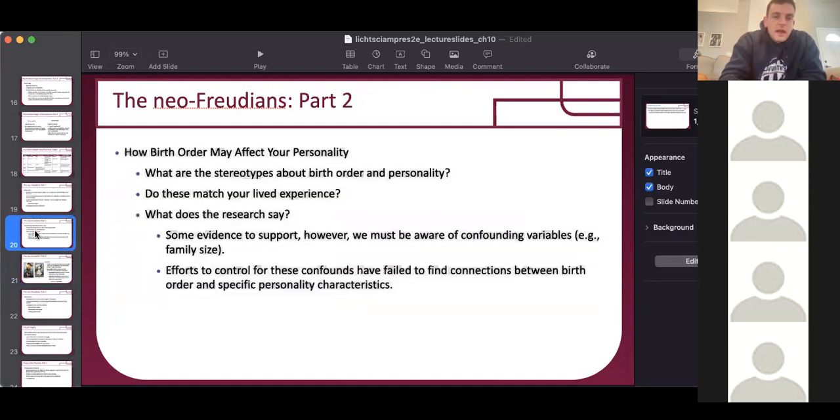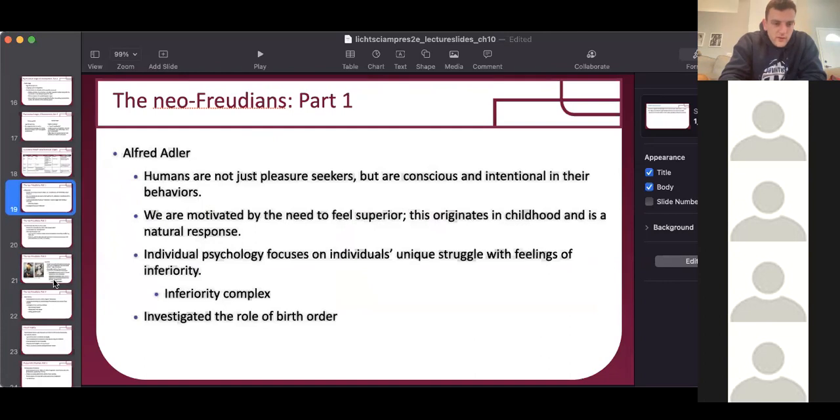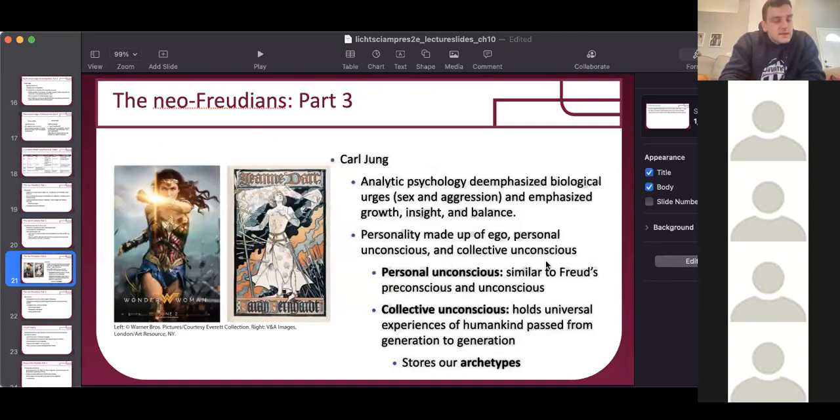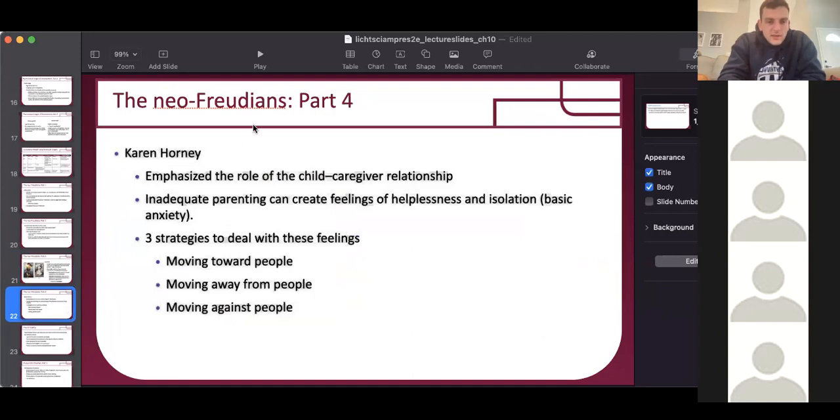So if you think Adler, think birth order. If you think Jung, think collective unconscious. And then when we get to Horney, which is how you say that word, Horney, emphasize the role of the child caregiver relationship. So that's what we're talking about with Horney, child caregiver relationship, almost exclusively. And so her big thing, she's a German psychologist: inadequate parenting can create feelings of helplessness and isolation. Okay, so if you have this failure at the child caregiver relationship level, that can create problems down the road.